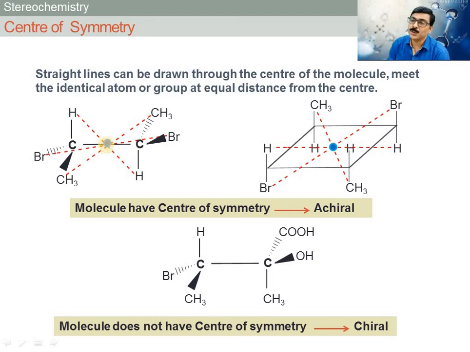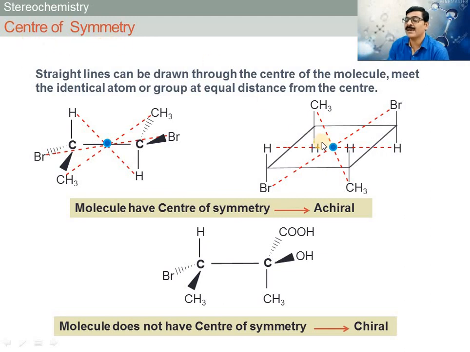Secondly, if you draw the straight line from the center, then two identical CH3 groups are obtained. So also here, if you draw the straight line from the center, then two identical bromine groups are obtained. Means in the whole molecule, if you draw the straight line, then in every case an identical group is obtained, then such a type of symmetry is called center of symmetry.